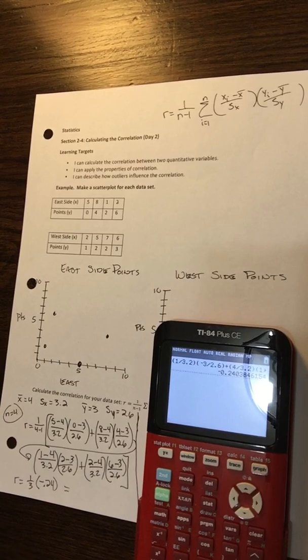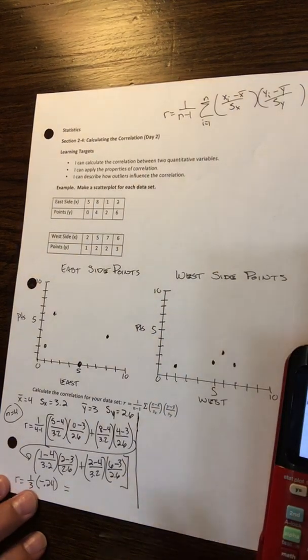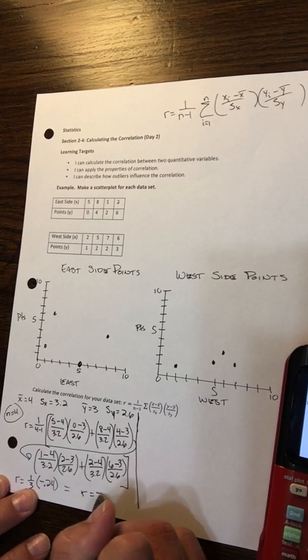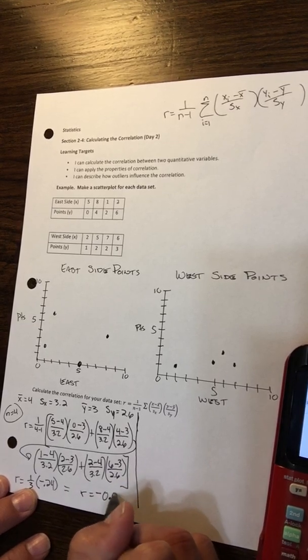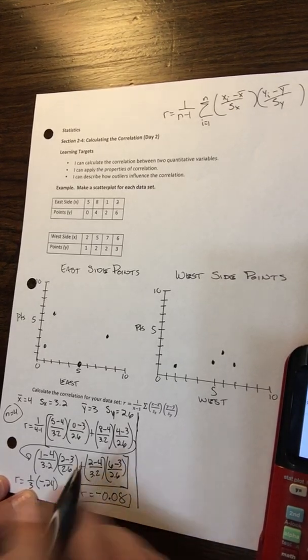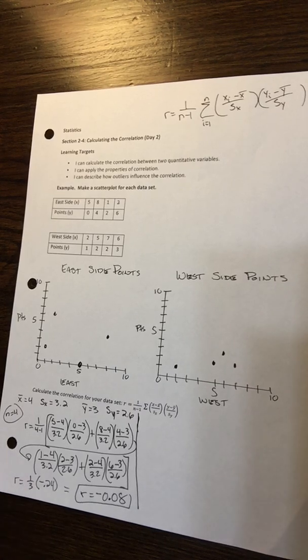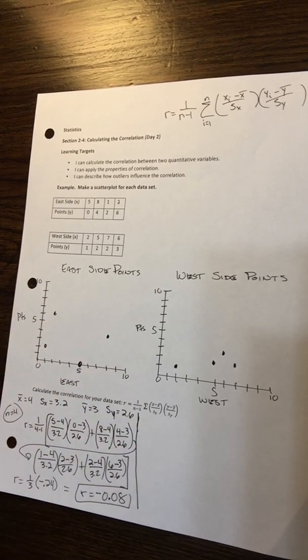So put that in the calculator, or divide by 3. Isn't that dividing by 3? So I'm going to take my answer and divide it by 3. And what I get here is r is equal to negative 0.08. That is a very weak linear form. And look at it. You can see it's negative, but it is definitely really weak. That's how weak it is.